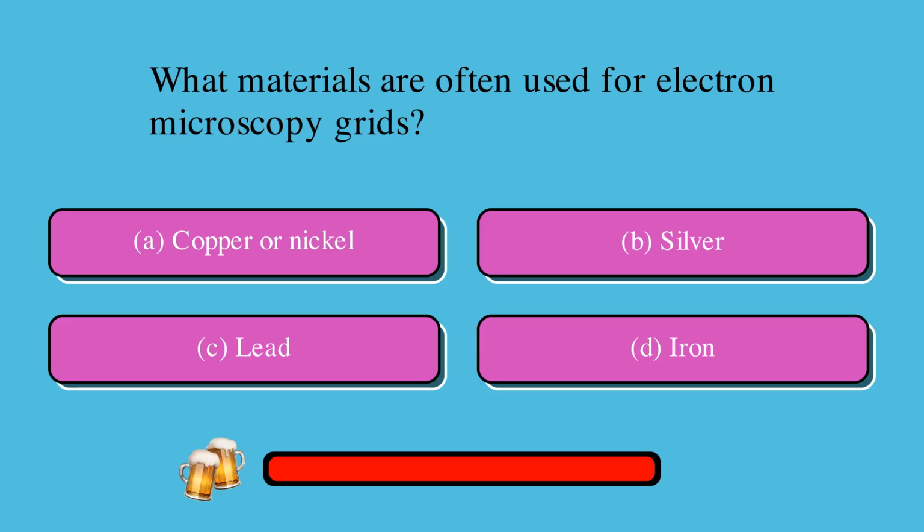What materials are often used for electron microscopy grids? Is it A, copper or nickel, B, silver, C, lead, or D, iron? The correct answer is A, copper or nickel.